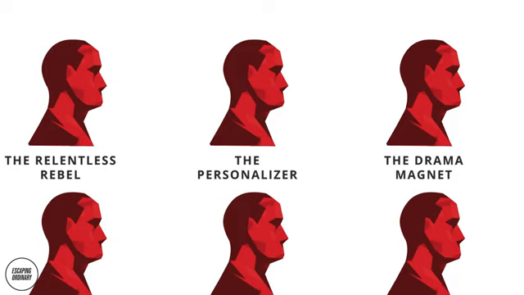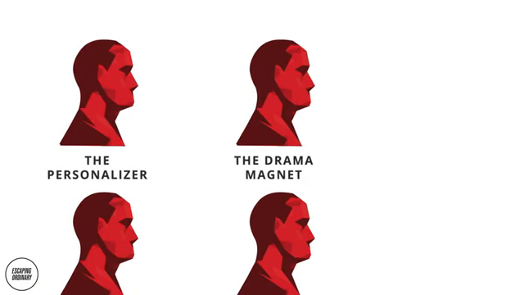The personalizer. Someone who is very sensitive and thoughtful. However, that sensitivity only goes one way, which is inward. They take everything personally. Avoid these people because they will try to make you feel guilty for something you said or did that spurred their sensitivity. The drama magnet. Someone whose only way to get attention is by surrounding themselves with drama and problems. They always find a way to become a victim in any given situation.